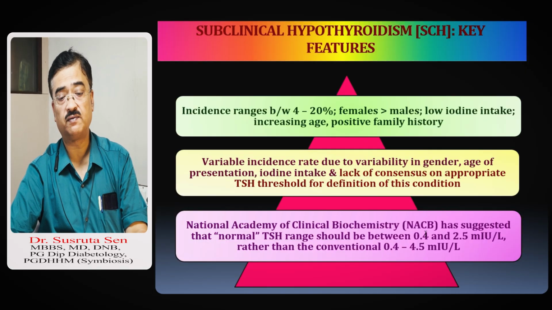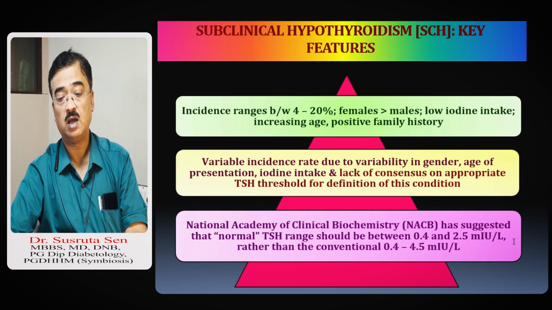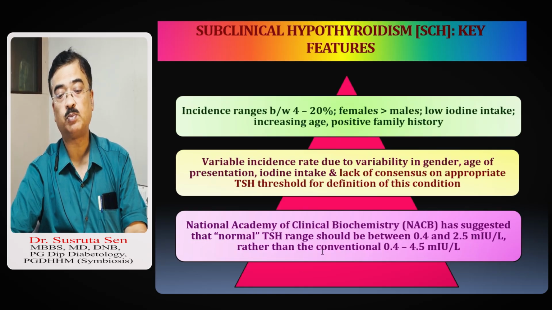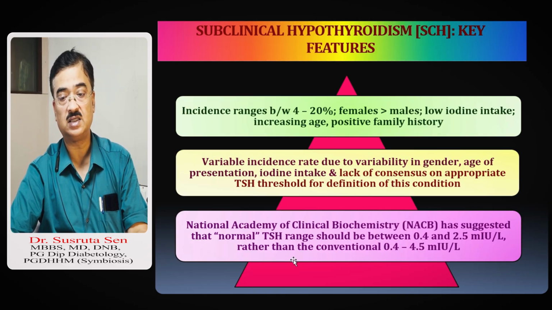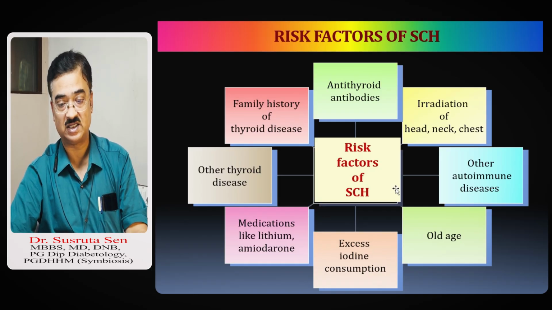The National Academy of Clinical Biochemistry (NACB) has suggested that the normal TSH range should be between 0.4 to 2.5 rather than the conventional 0.4 to 4.5 milli-international units per liter. So that is a suggestion, but I think even with 4.5, the features of subclinical hypothyroidism are often overtreated also.